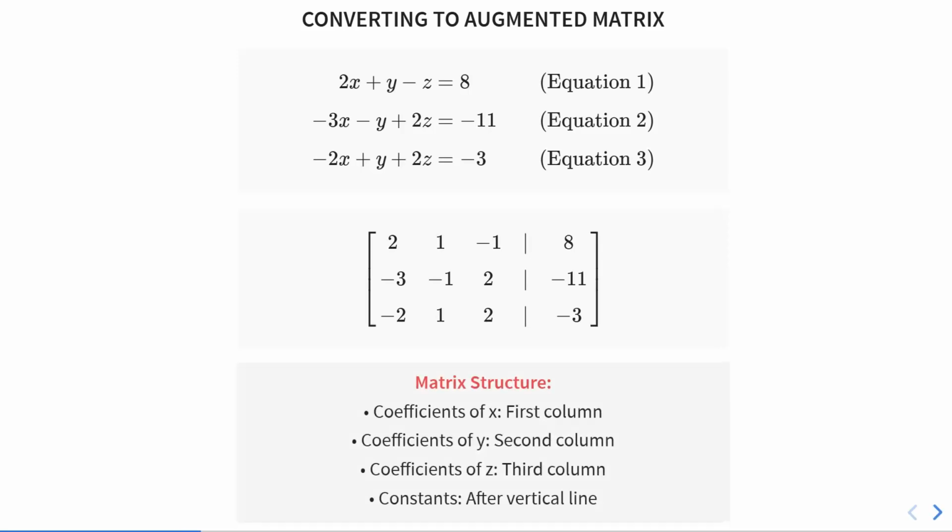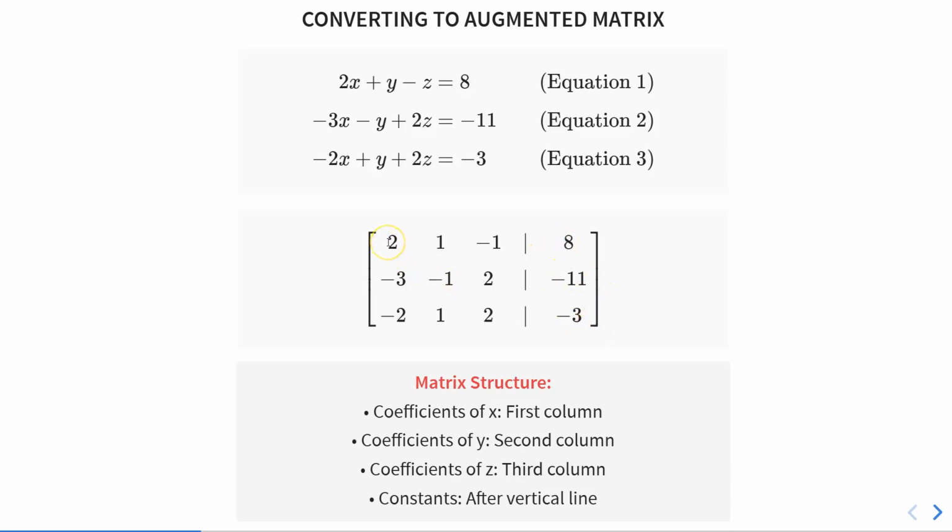So here the coefficients of x are in the first column, that is 2, minus 3, minus 2. Coefficients of y are in the second column, so that is 1, minus 1, minus 1, and coefficients of z are in the third column, so minus 1, 2, 2. The others, after the vertical line, on the right hand side, are all constants of equations 1 to 3, so that is 8, minus 11 and minus 3.